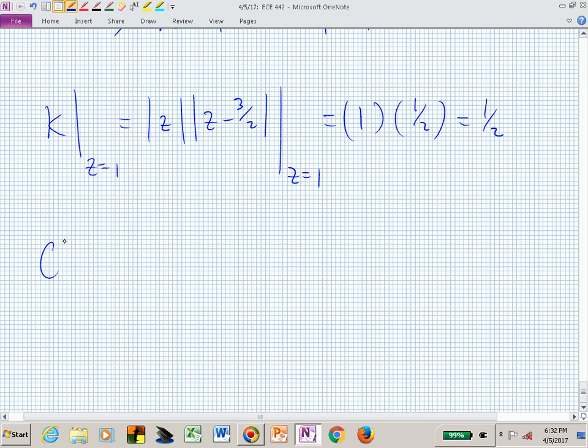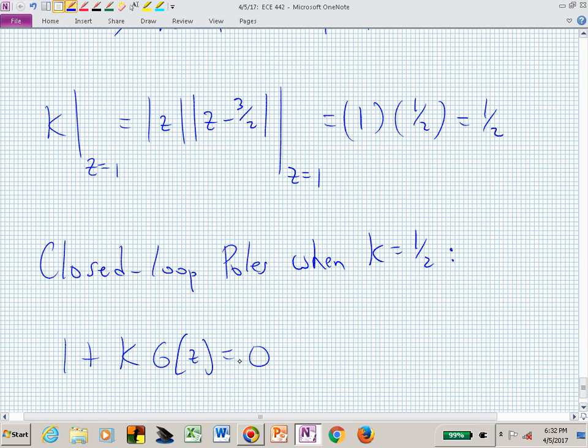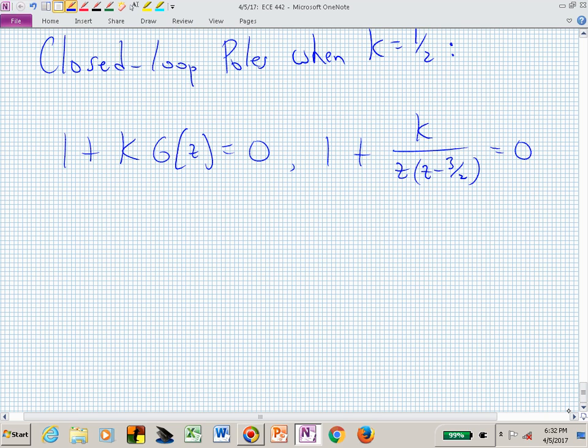And we could then compute that. We could say, okay, what are the closed loop poles when K is equal to 1/2? Well, the closed loop poles are given by that formula. We now have 1 plus K over z, z minus 3 halves equaling 0. And what determines the closed loop poles?